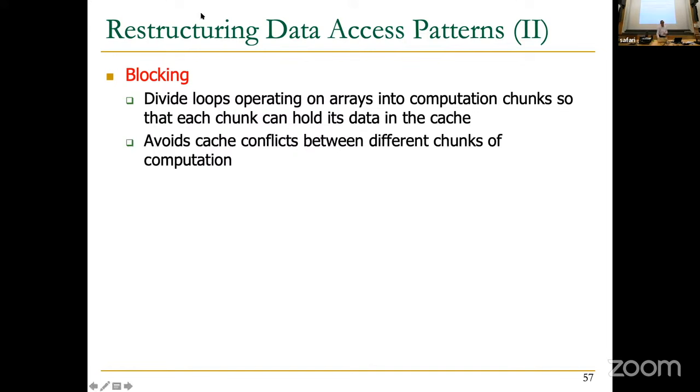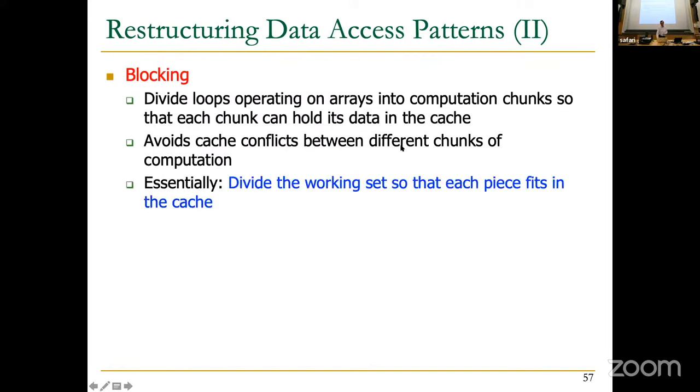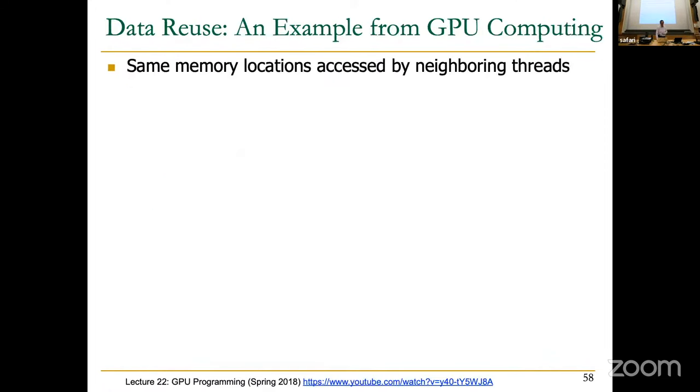Now, this avoids cache conflicts between different chunks of computation. Essentially, you divide the working set such that each piece fits in the cache. At any given time, you're operating on different parts of the working set. This is also called tiling, loop tiling, or blocking, or matrix blocking, matrix tiling. There are many names for this. I'll give you an example from GPU, real code. You can actually watch a longer lecture from an earlier incarnation of this course.